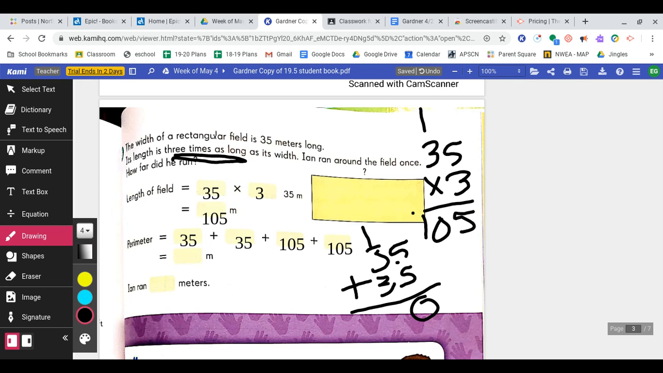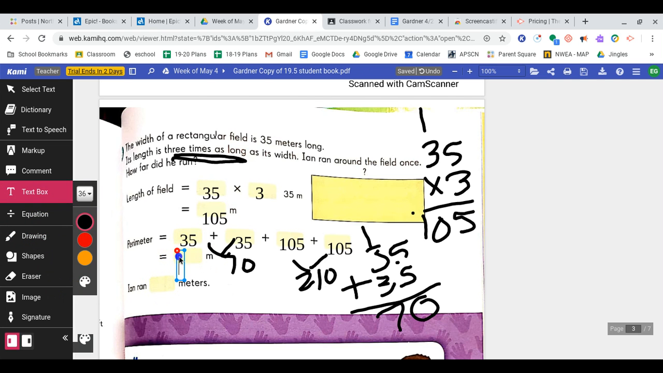5 plus 5 is 10. 3 plus 3 plus 1 is 7. So you should have 70 as the answer between these two. Now 105 plus 105, let's use a little mental math strategy for this one. Now 100 plus 100 is 200. 5 plus 5 is 10. So the answer to these is 210. So we had 70 and we had 210. So 10 plus 70 is 80. We'll use mental math for that as well.